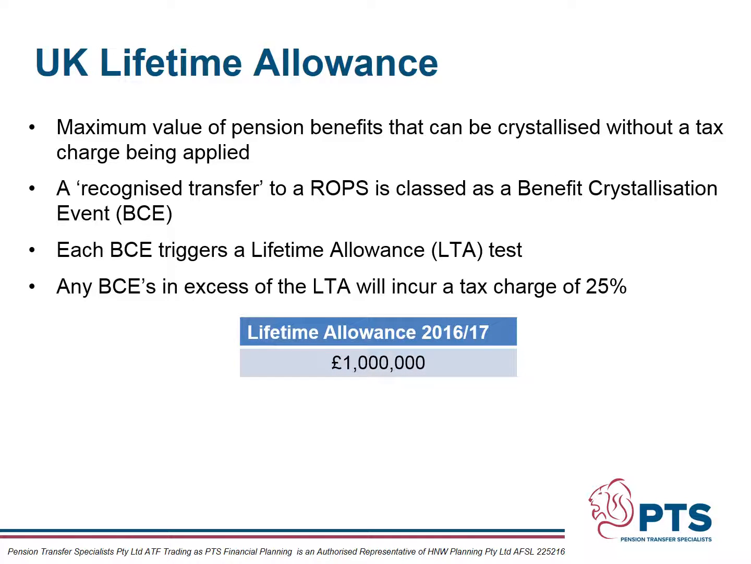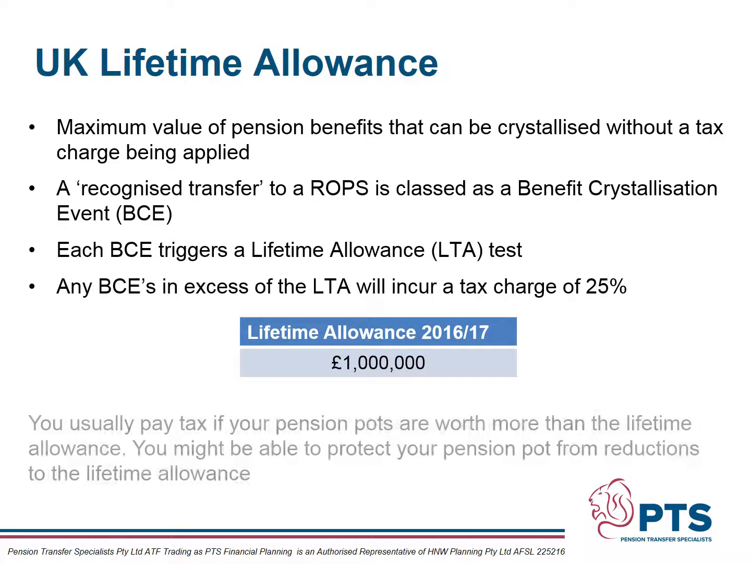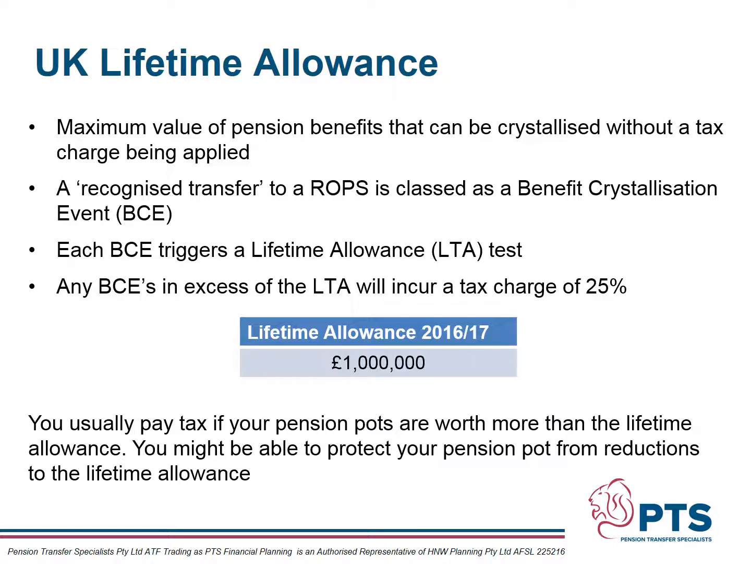The current UK lifetime allowance is 1 million. You usually have the option to pay tax if your pension pots are worth more than the UK allowance. This would therefore protect your pension pot from any reductions to the lifetime allowance.